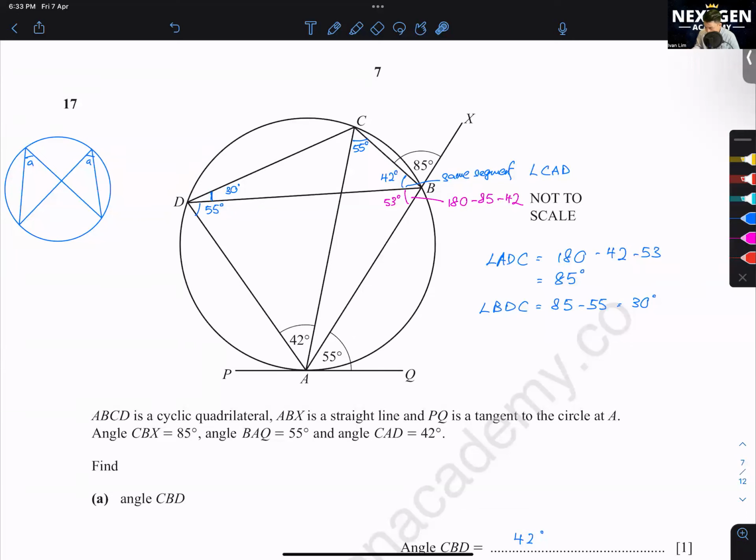Then this one, angle BCD. I just write it up here. It will be equal to a triangle, so 180 minus 30 minus 42 minus 55. Calculate this, and you get 53 degrees.